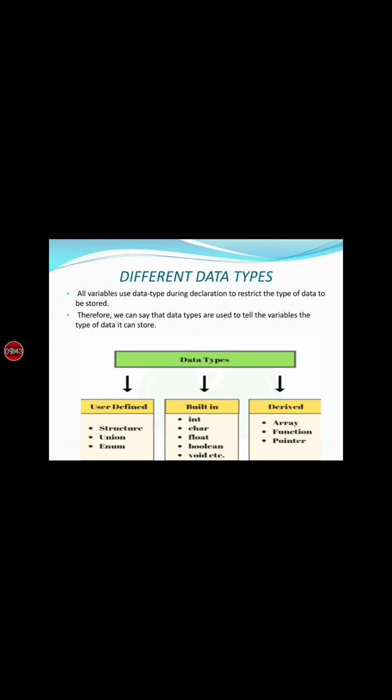Next is different data types. All variables use a data type during declaration to restrict the type of data to be stored. Therefore, we can say that data types are used to tell the variables the type of data they can store. Data types are user defined, built-in and derived. Under user defined there are structure, union and enum, under built-in there are int, character, float, boolean, void, and under derived there are array, function and pointer.